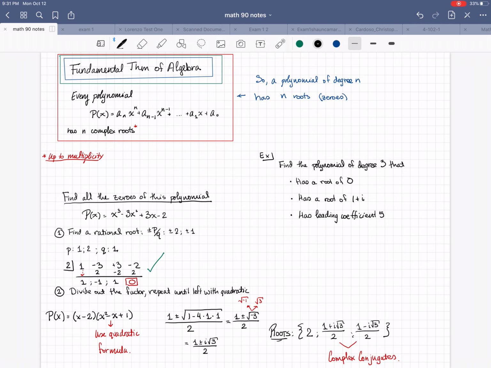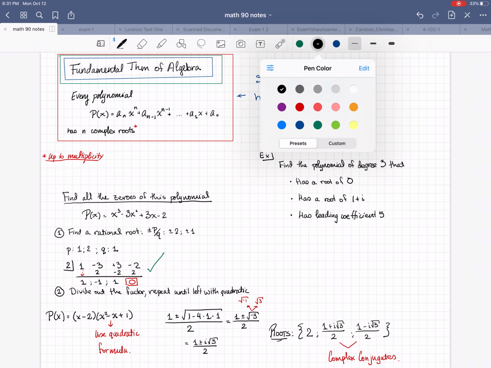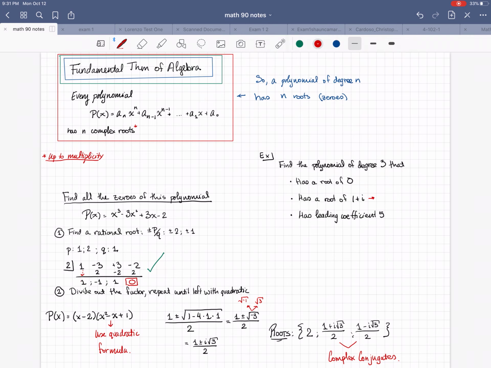and it has a root of 1 plus i, but just a second ago, we also said that if there's a complex root that's not purely real, its complex conjugate is also a root. So if 1 plus i is a root, 1 minus i is a root too.